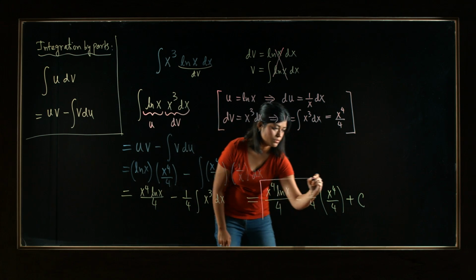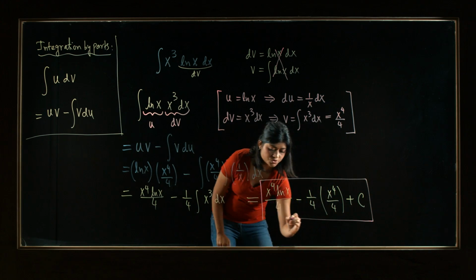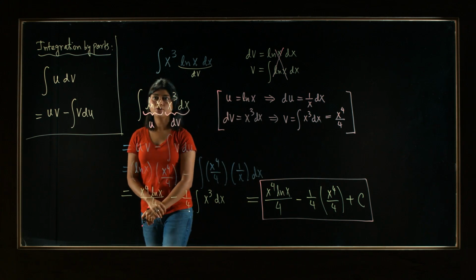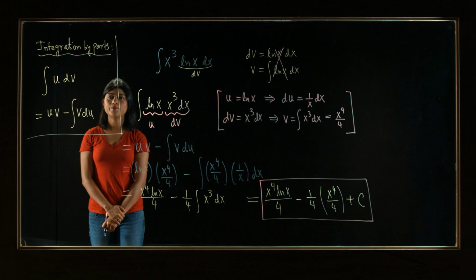So this is the solution to the integral of x cubed times natural log of x dx using integration by parts.